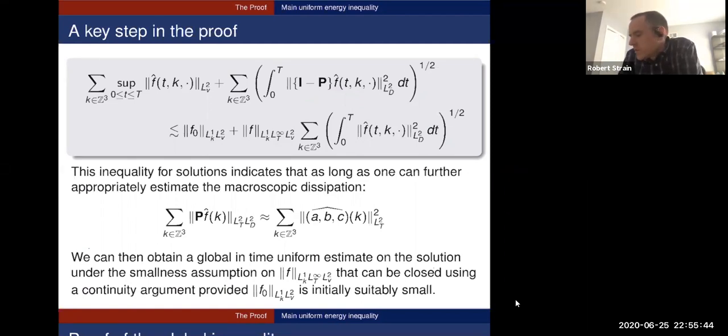And this inequality for solutions indicates that as long as one can further estimate the macroscopic dissipation, the norm of P of F equals the norm of the quantities A, B, and C, where these are the elements of the macroscopic dissipation, then we can obtain a global in time uniform estimate of the solution under the smallness assumption on F, that can be closed using a continuity argument. And we can do this. This part is actually known from previous work, so we don't have to do that. But what we do have to do are the other parts.